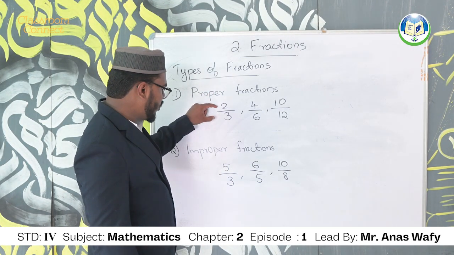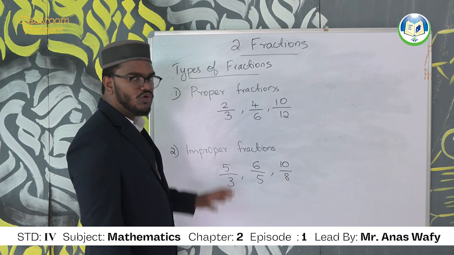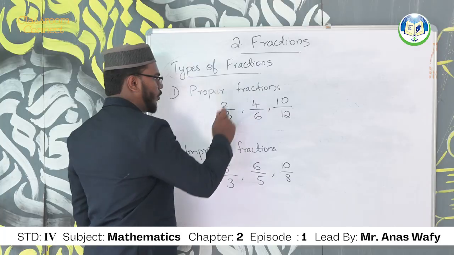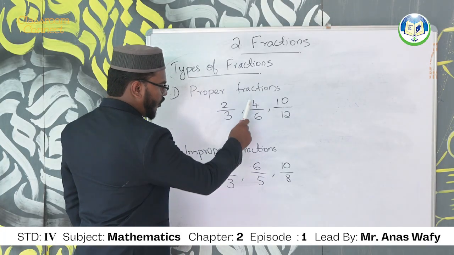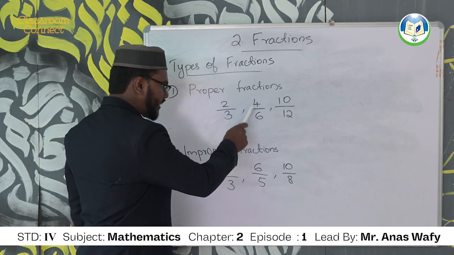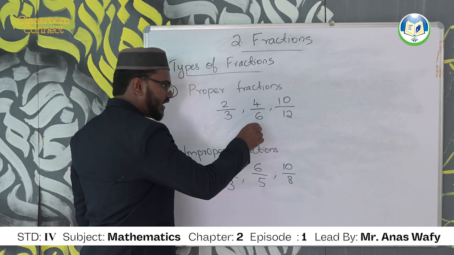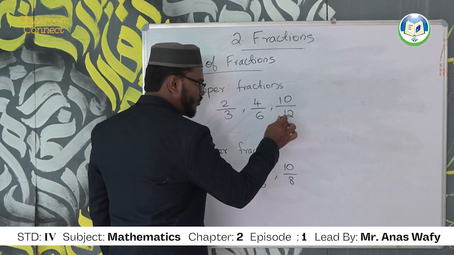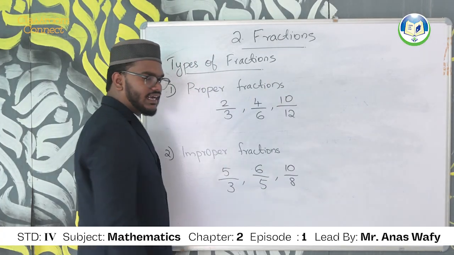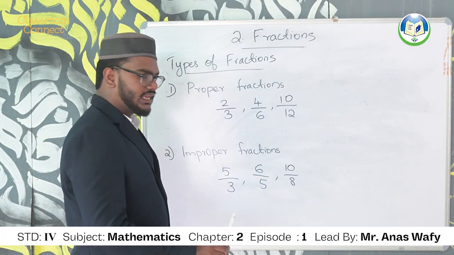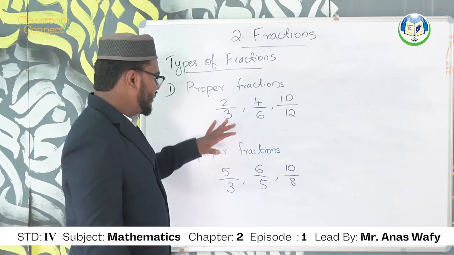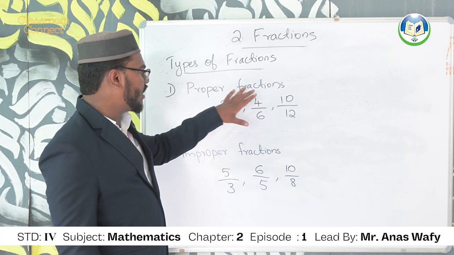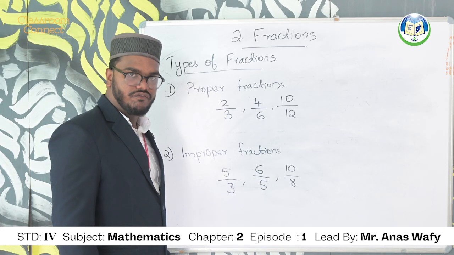So, if the denominator is greater than the numerator, then we call that type of fractions proper fractions. Here 4 by 6, 6 is greater than 4, which means the denominator is greater than the numerator. Here also the denominator 12 is greater than the numerator 10. So if the denominator is greater than the numerator, then that type of fraction is called a proper fraction.